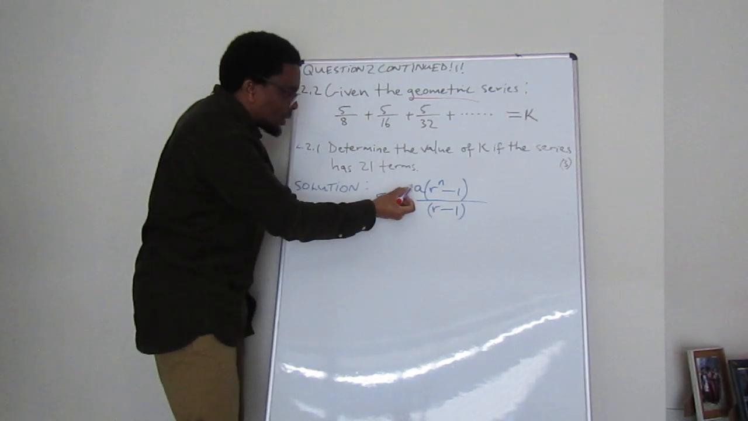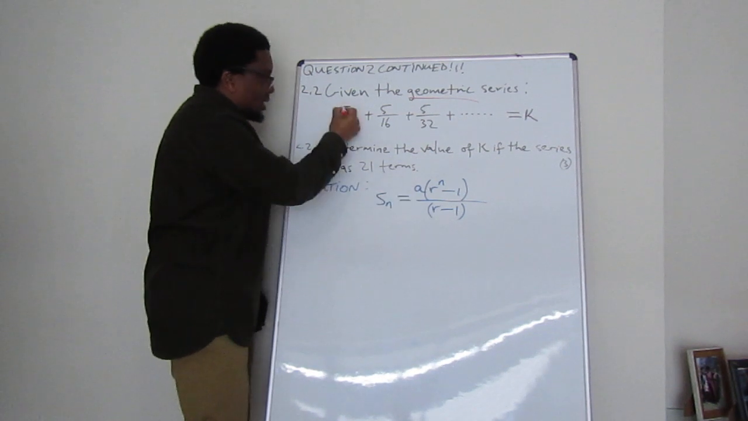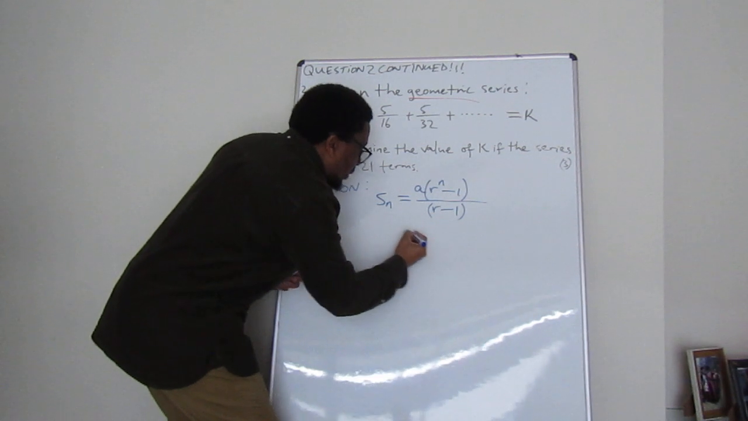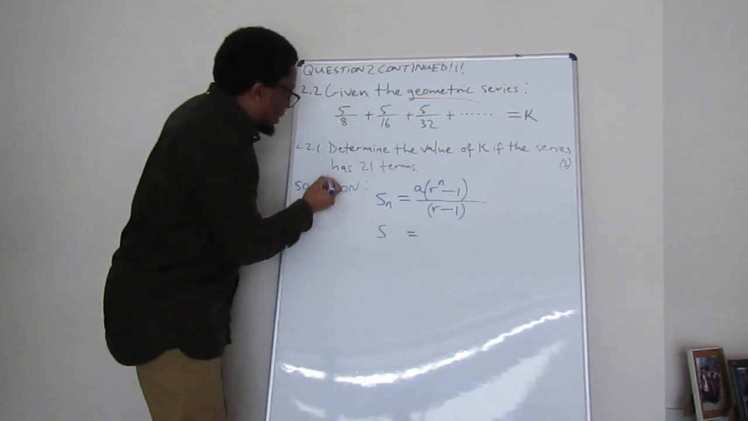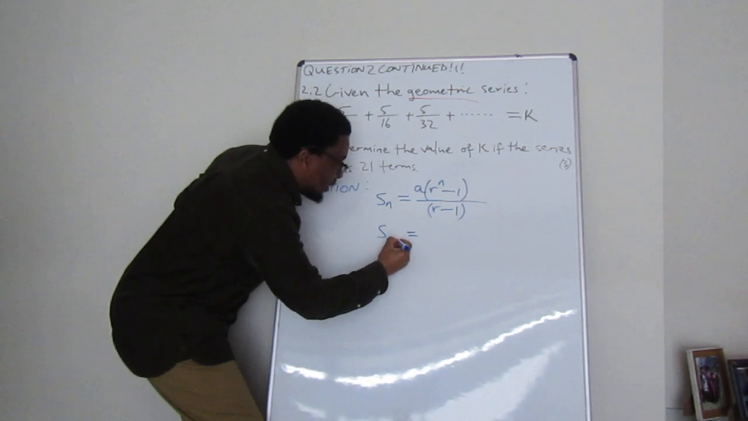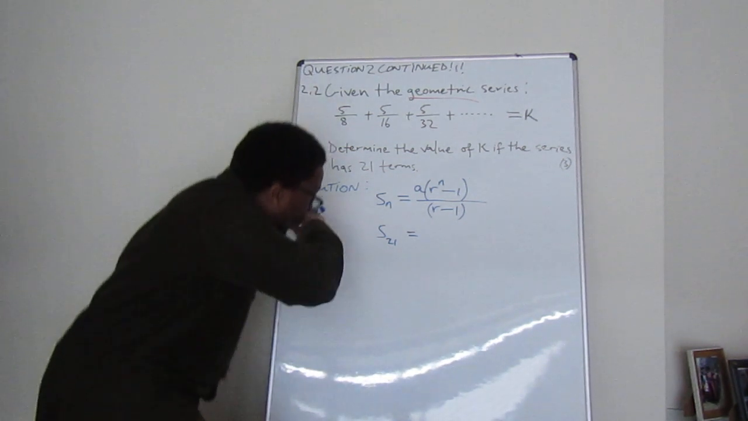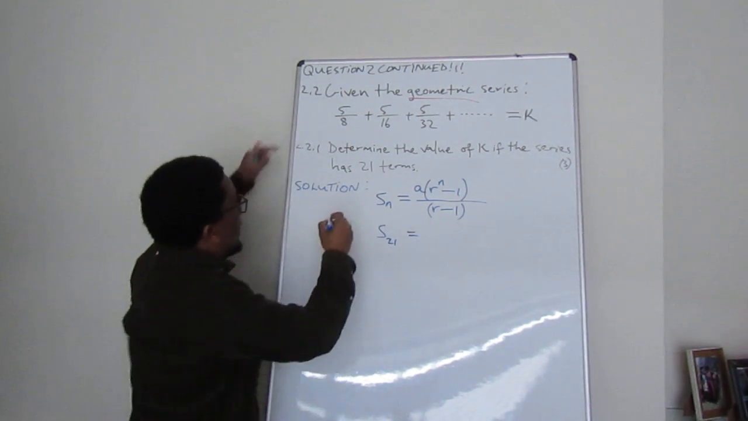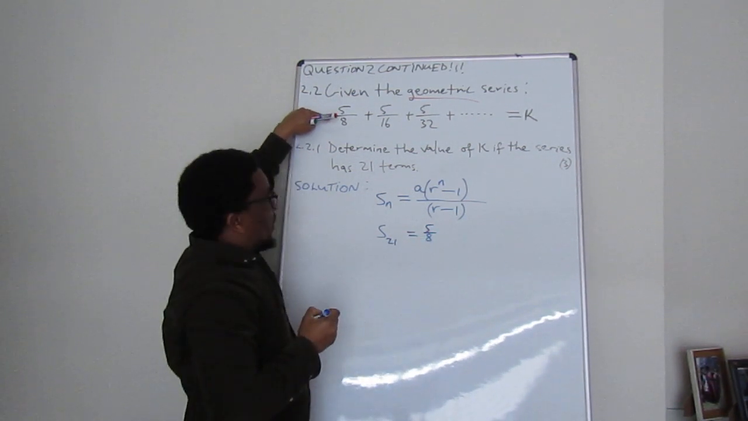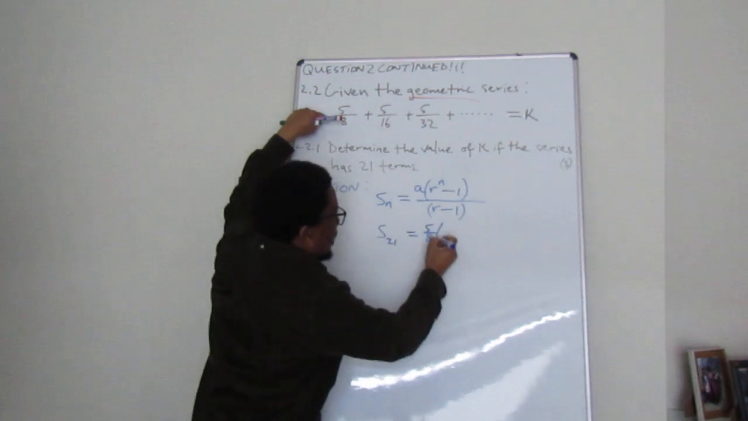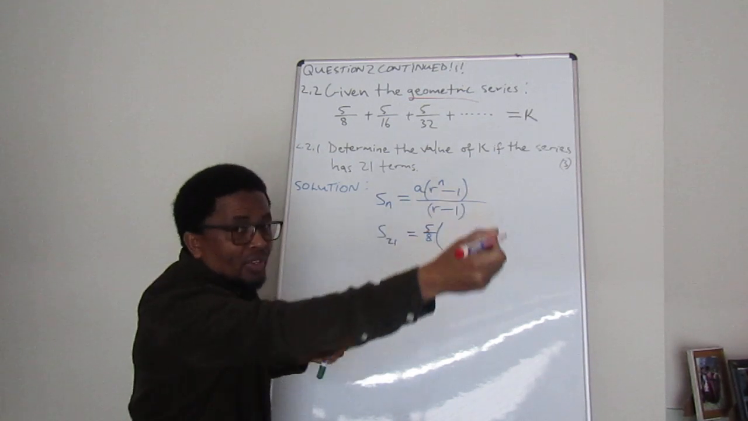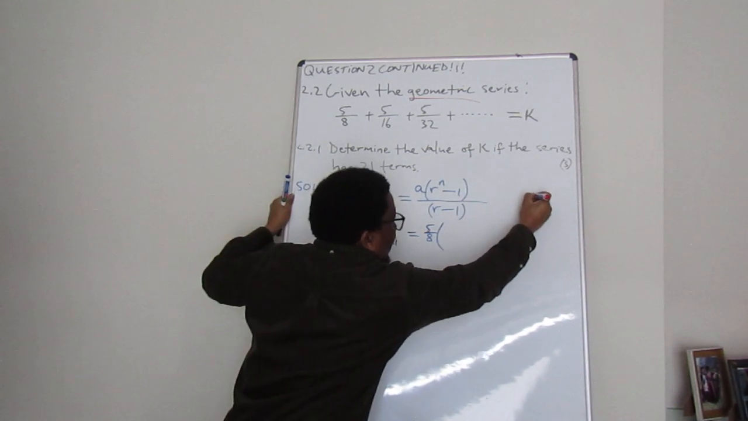What about A? A is the first term. Therefore, this will be equal to S. The question says this series has got 21 terms, so it's S21. That's very important. Now, let's go to A. A is 5 over 8. We have substituted A there now. Into, what is R there? I must go and calculate R on the side, then I just say R.